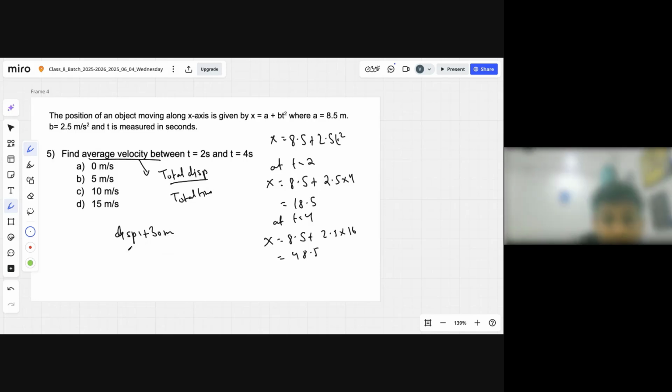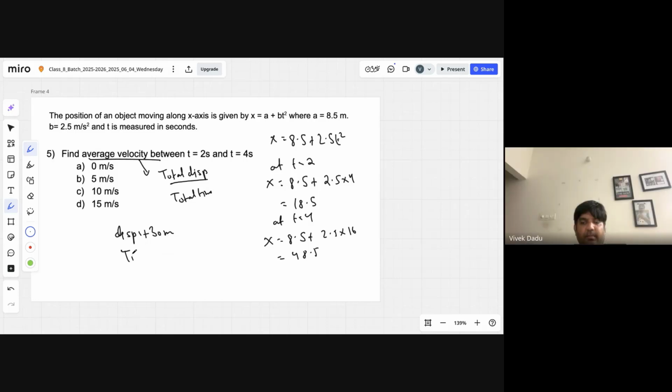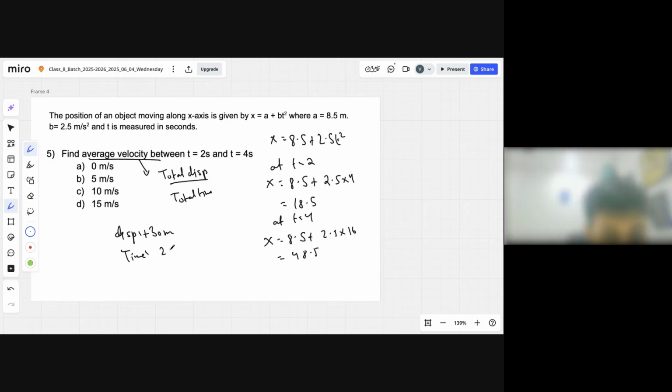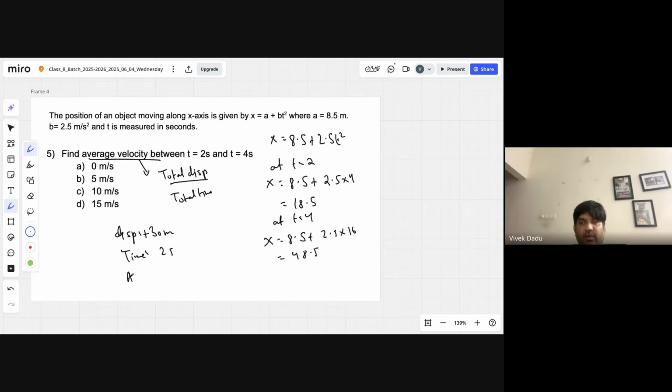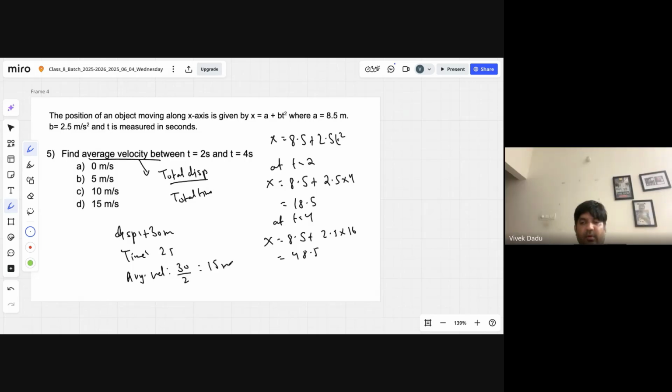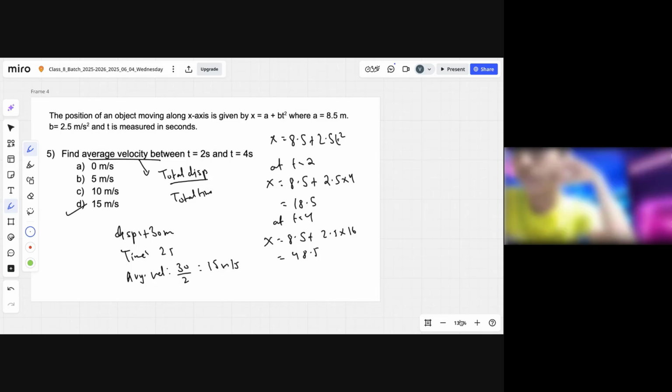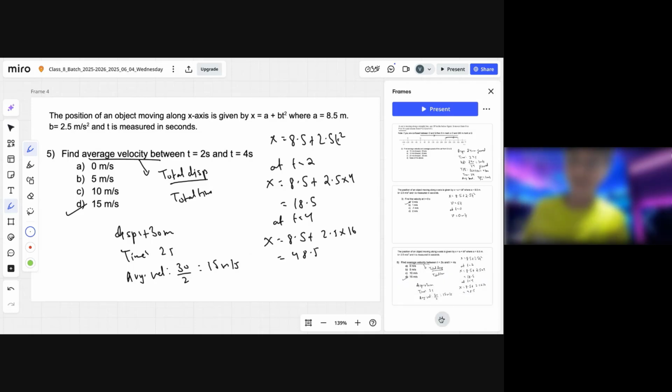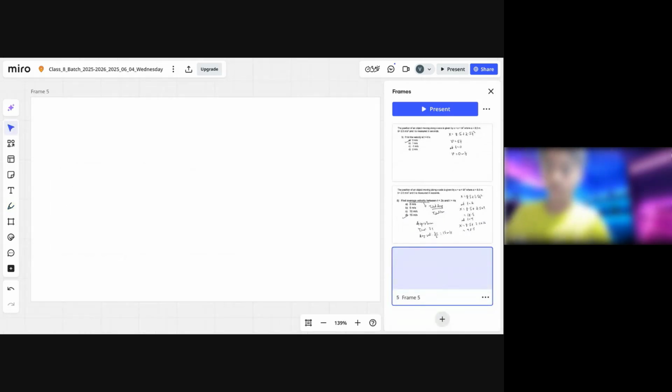Yes, sir. 30 is important. And time? Sir, time is 2 seconds. 2 seconds. So average velocity, sir, 15. 30 by 2 is 15. Okay. Yes, sir. Sir, sixth one. Sixth one.